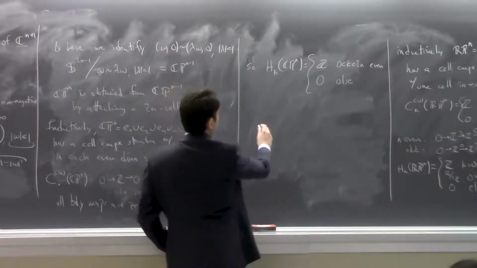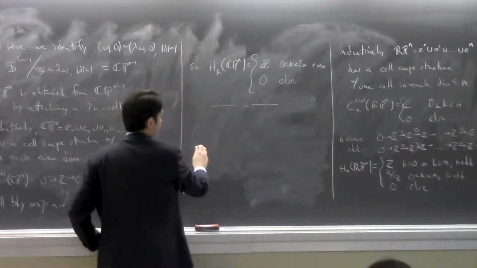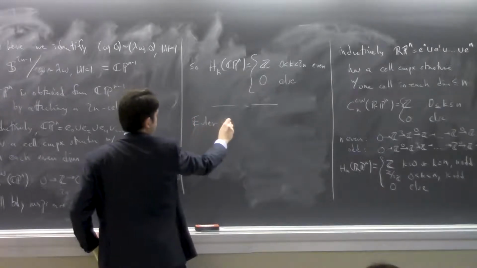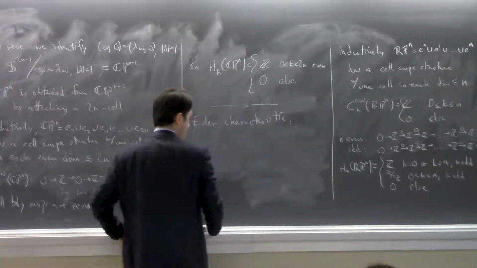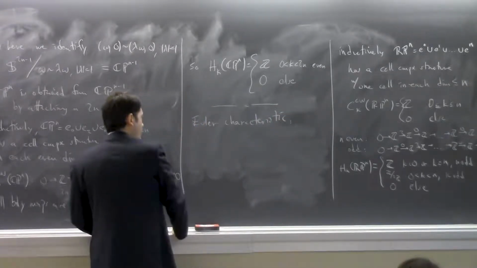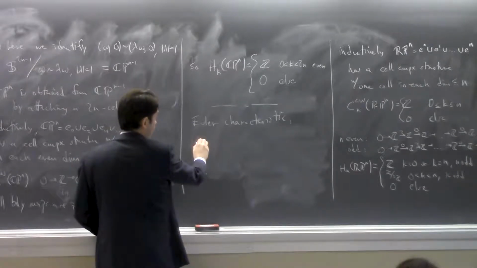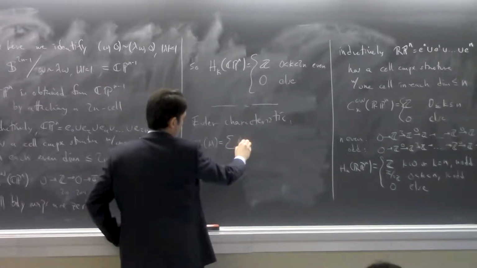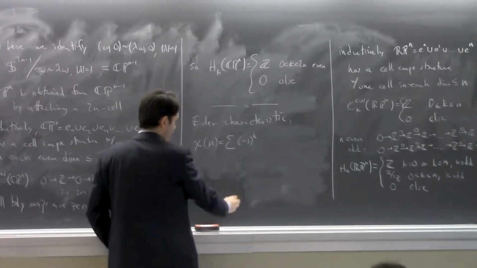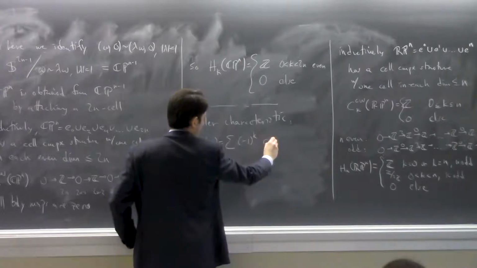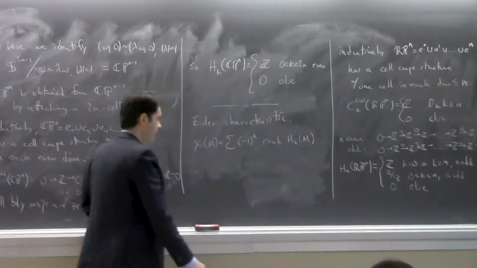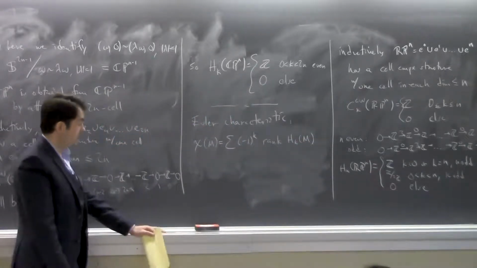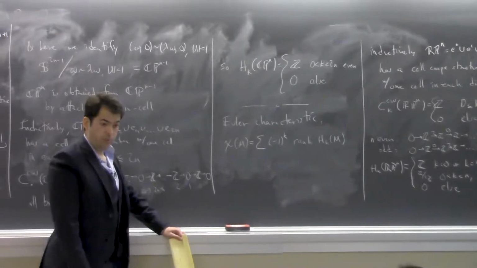Wonderful. So the next application of homology we want to look at is the Euler characteristic. We've defined this already. We said that when it makes sense, that is when the right-hand side makes sense, then the Euler characteristic is just given by the alternating sum of the ranks of the homology groups.